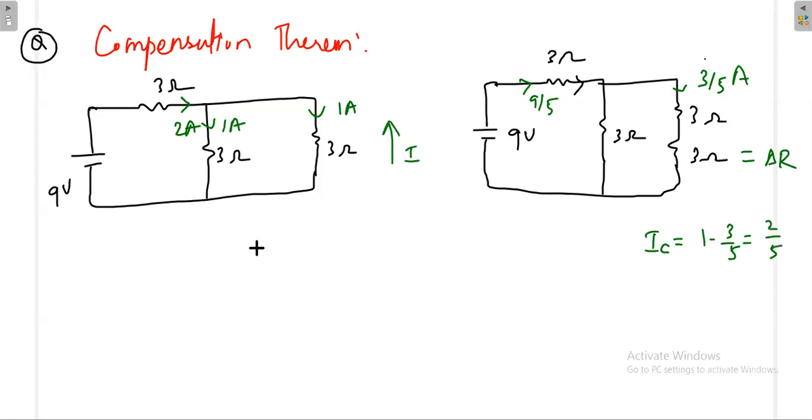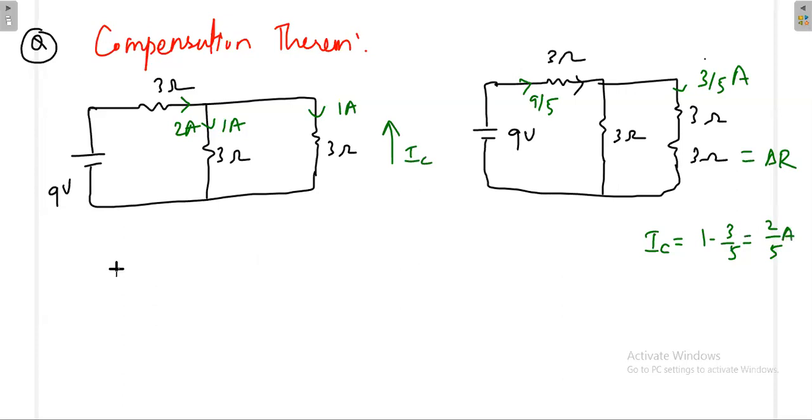So what is that IC? With the compensation theorem, how to find out? Now I know this is the reduction in the current, 2 by... Yes sir, is it correct? 2 by 3? 2 by 5 only. Okay, yes, 2 by 5. Now I have to find out this value with the help of compensation theorem.